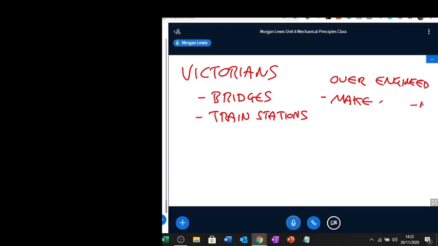Like the Brunel Bridge. If you look at the Brunel Bridge in Bristol, cost is not a consideration. So the bigger it is, the better. Stop typing, you should listen to me. So Victorians, big bridges, because they didn't understand the science, so they thought, we don't understand it, we'll just make things bigger.